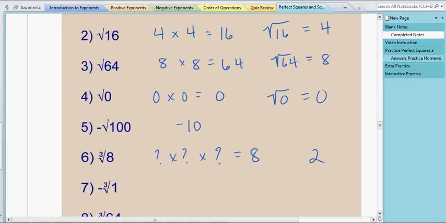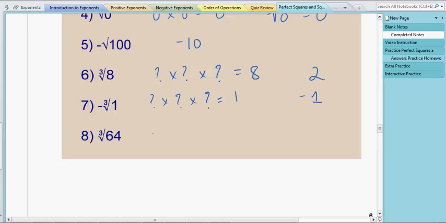The opposite of the cube root of 1. So what number times itself 3 times equals 1? 1, right? And they want the opposite of it, so it's negative 1. What number times itself 3 times equals 64? If you don't know this one, it's 4. 4 times 4 times 4 is 64.